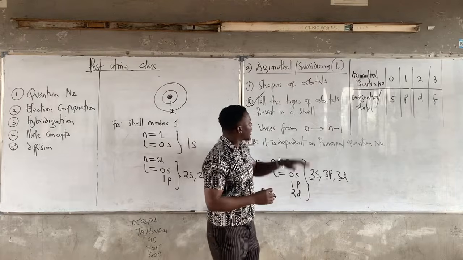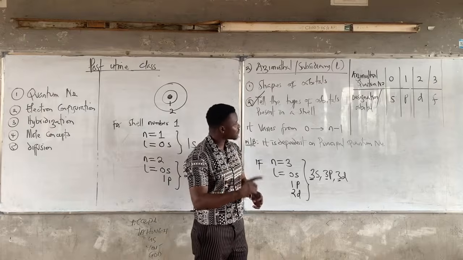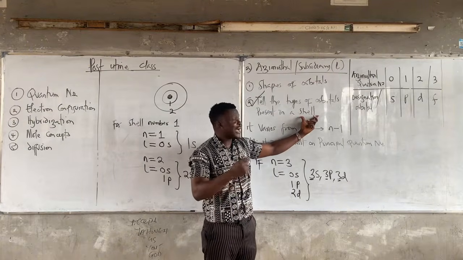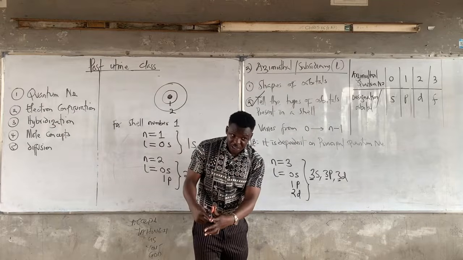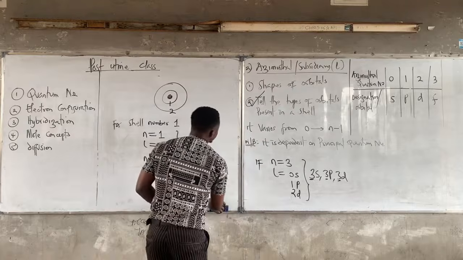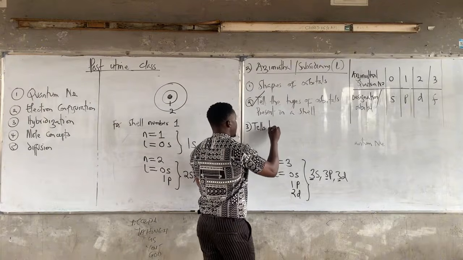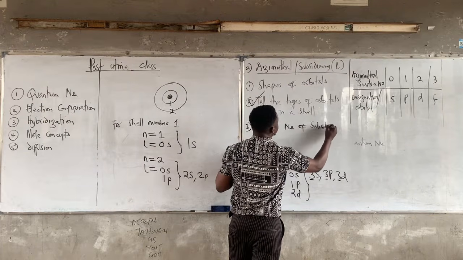So in other words, how can this question be asked? Azimuthal quantum number can be used to tell the type of orbitals present in a shell, or it can be used to tell the number of subshells.